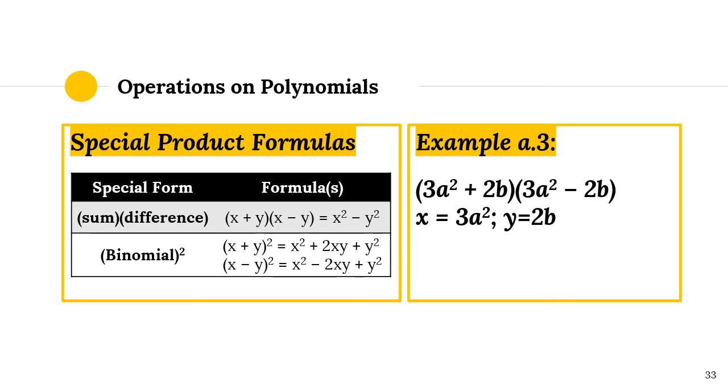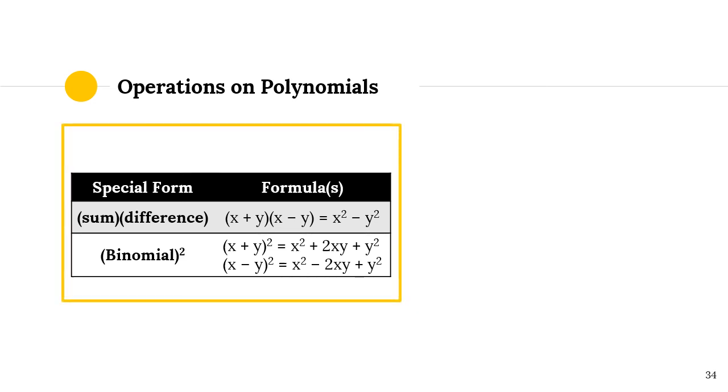In here, it also follows the formula, so proceed with the product. Square of the first term minus square of the second term. 3a squared, squared, minus 2b squared. Notice here that the entire 3a squared is assigned to x, and 2b is assigned to y. Becomes 9a to the fourth minus 4b squared. That's how you apply the formula.